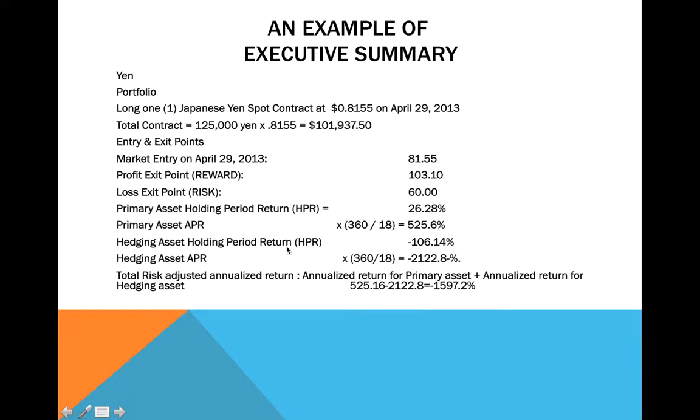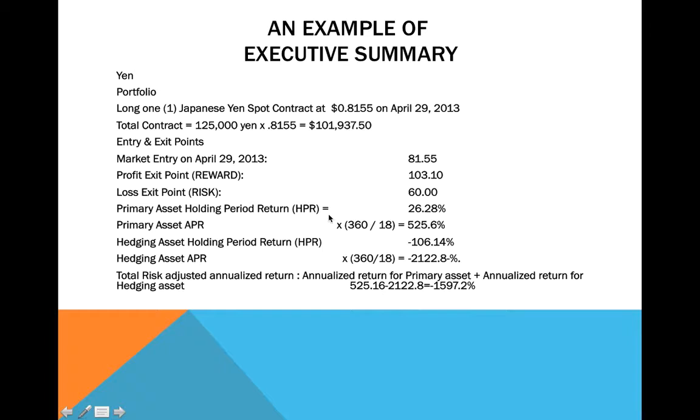As an example, this is a yen portfolio. The yen portfolio has one long Japanese yen contract, at this price, in April 2013. Then the total contract value is this much. Your market entry, you say, is at 81.55, whatever is available, and your profit exit point, which is the reward point, is 103, and the risk is 60. Make sure your risk-reward ratio is greater than 1.